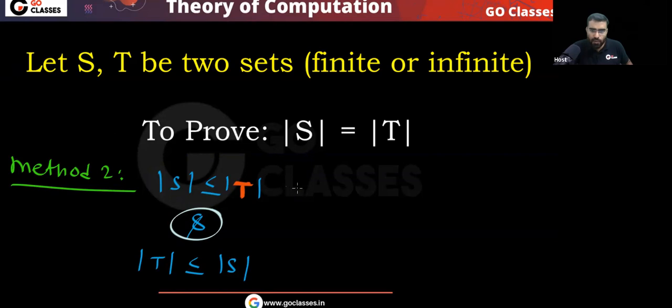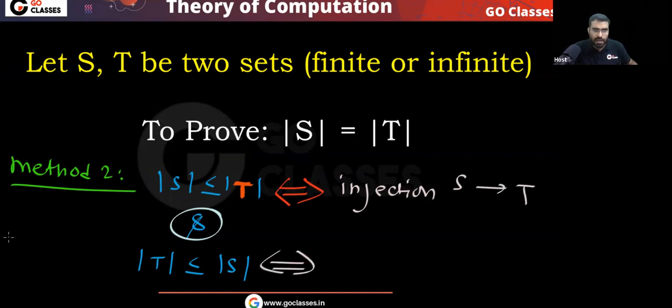Now tell me, if you want to prove this, what will you do? You will create an injective function, an injection from S to T. And if you want to prove this, what will you do? You will create an injection from T to S. So both of them you do. You create an injection from S to T and an injection from T to S. This is your method number 2. Is this clear?